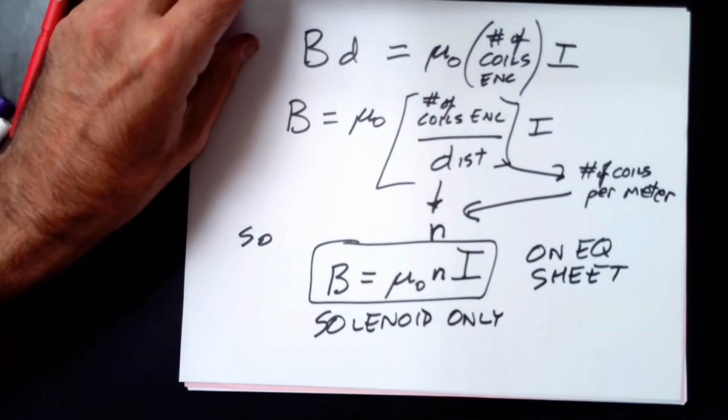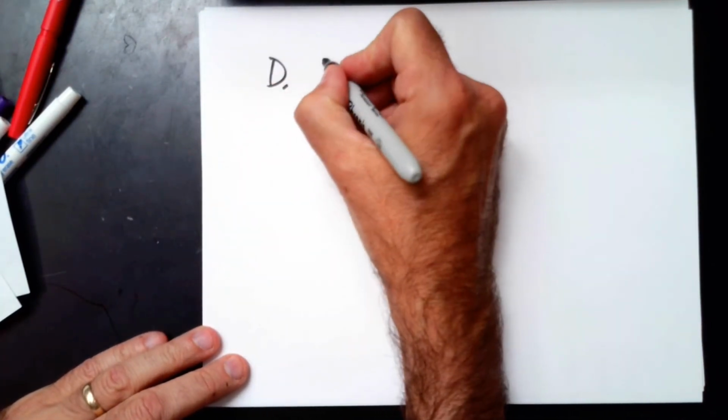Okay? All right, so that was the solenoid. I think that was note C. And the final case where you would use Ampere's law, D, is the toroid.